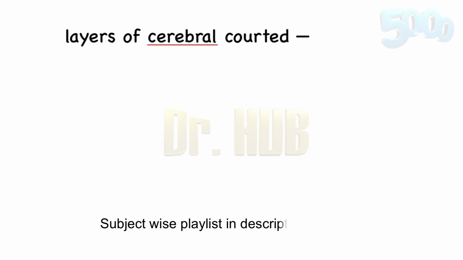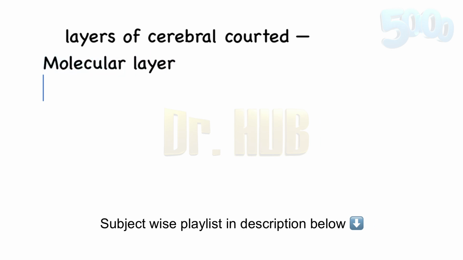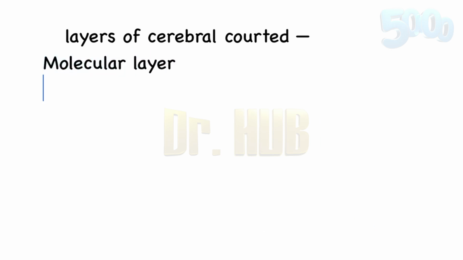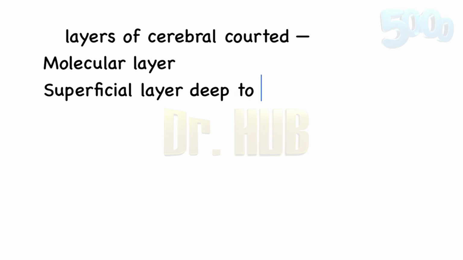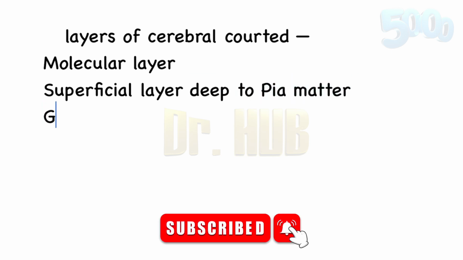Let's look into the layers. These are the layers of the cerebral cortex. So what are they? The first one is the molecular layer. The molecular layer is the superficial layer, deep to the pia mater. Next is the external granular layer.